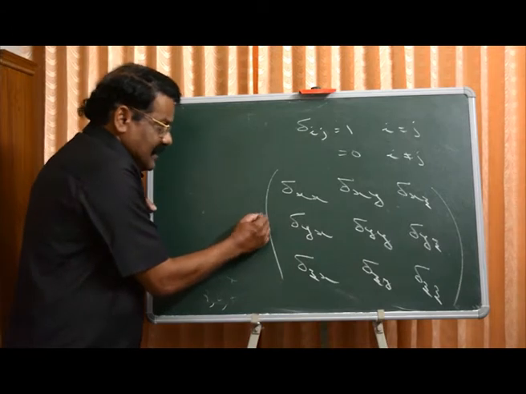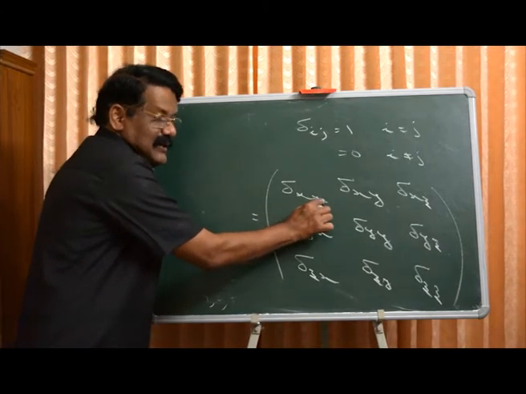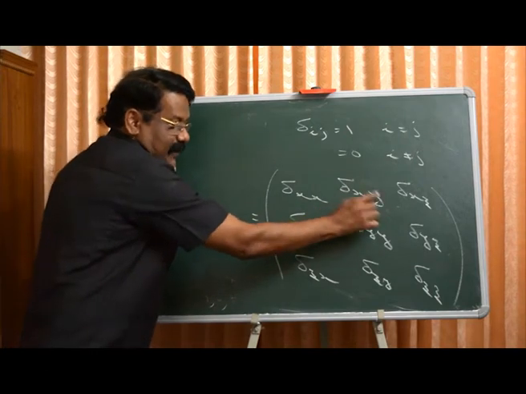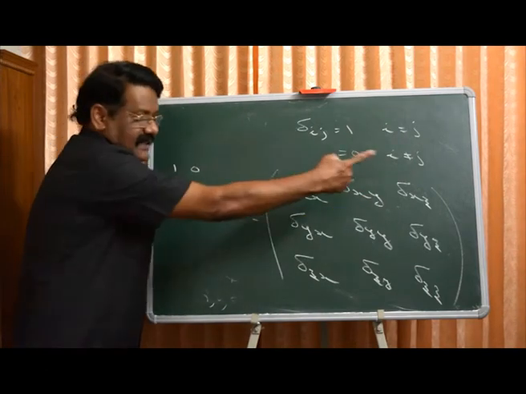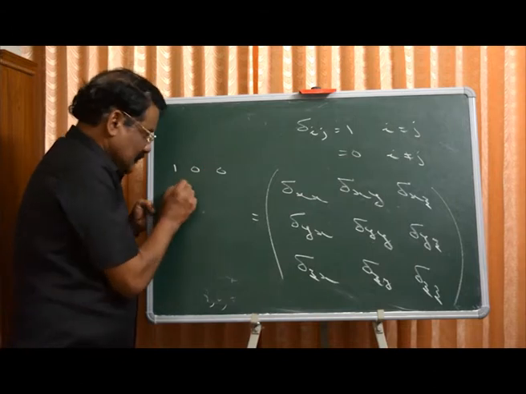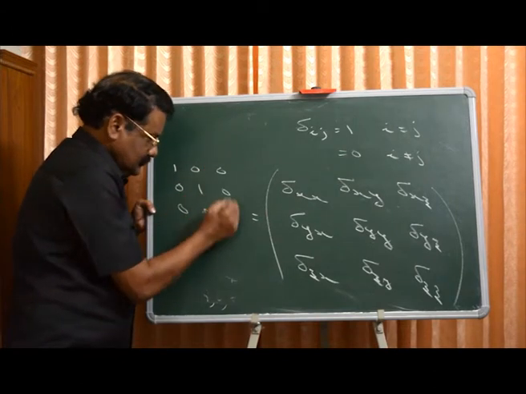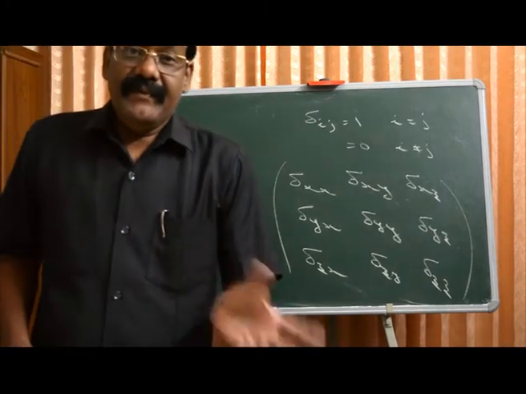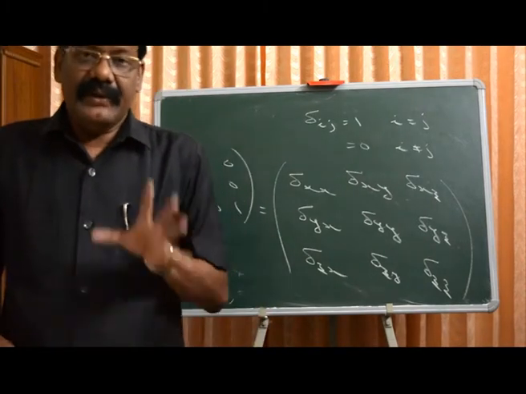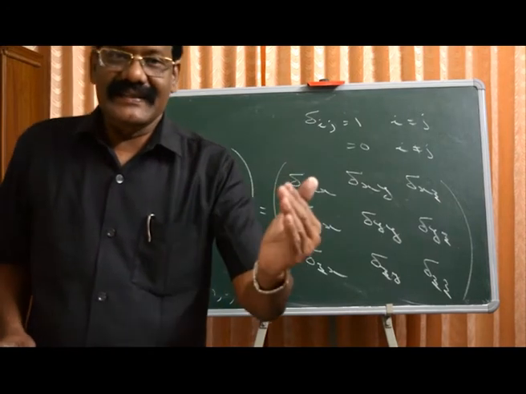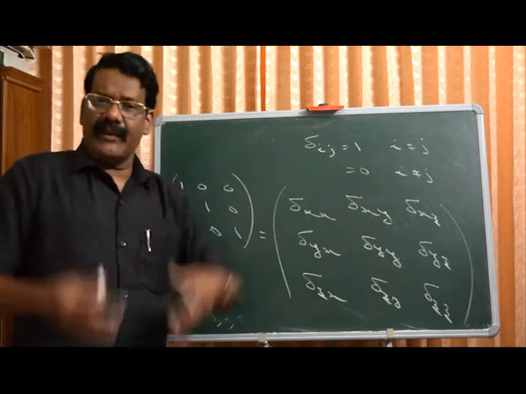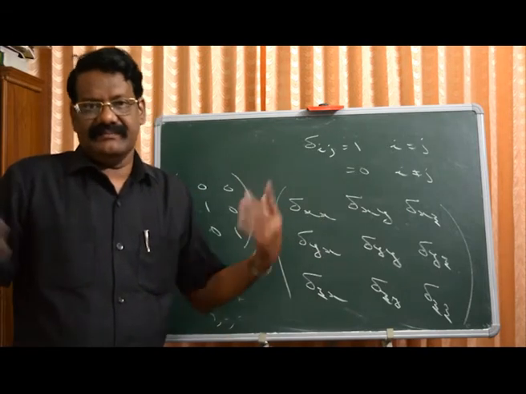Or this can also be written as delta xx, i is equal to j, 1. Delta xy, x and y are different, 0. x and z are different, 0. So similarly, these are the 9 components of the Kronecker delta in three-dimensional space. This can be extended to any level, four-dimensional space, five-dimensional space, etc. Right?